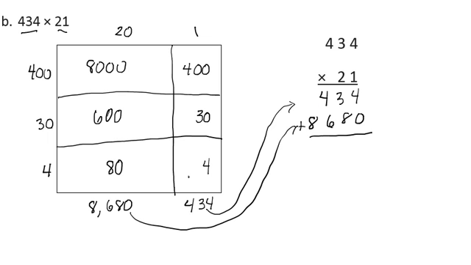I'll add my partial products. 3 plus 8 is 11. 10 plus 1 is 11. For a final product of 9,114.